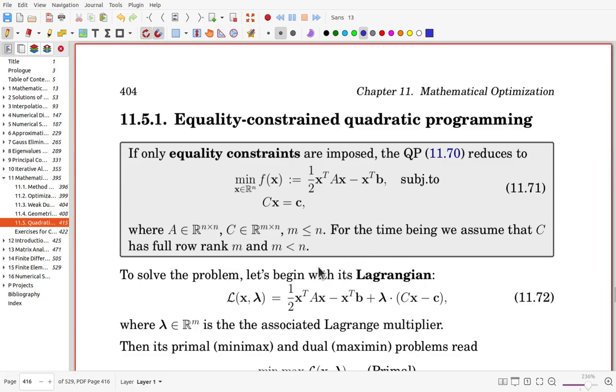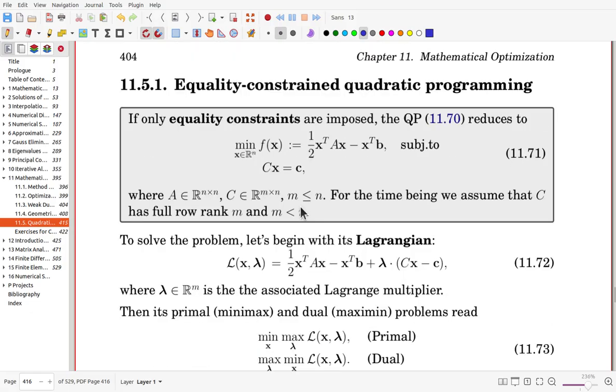Okay, let's begin with equality constrained quadratic programming. We consider only equality constrained. Now we'll try to use the Lagrange multiplier technique. So we define its Lagrangian. This is the original objective function along with the Lagrange multiplier. We add this term. It's coming from here.